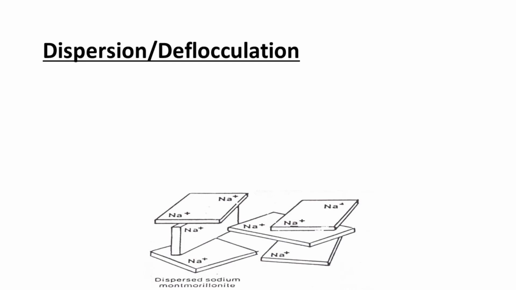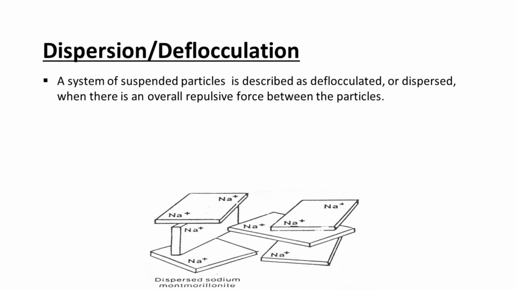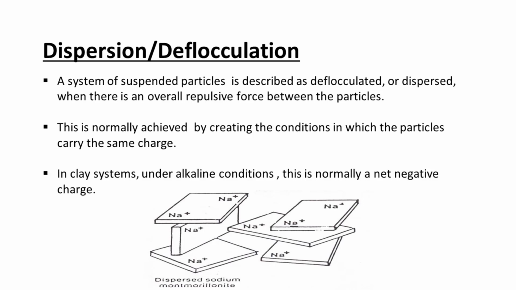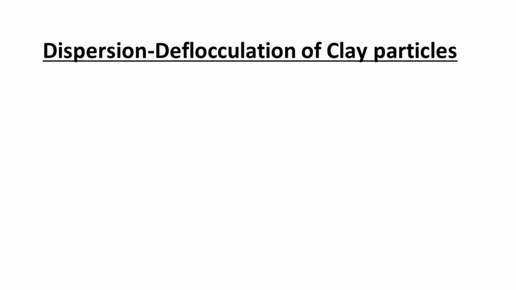A deflocculated system, or a dispersed system, is a system of suspended particles where there is an overall repulsive force between the particles. Such a state can be achieved by creating conditions in which the particles carry the same charge. We can do that with a clay system by putting it under alkaline conditions, because clay systems often have a net negative charge under such conditions.